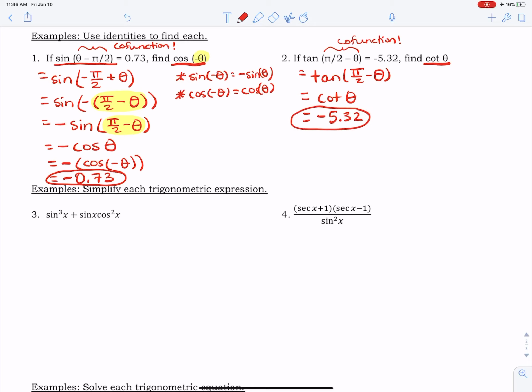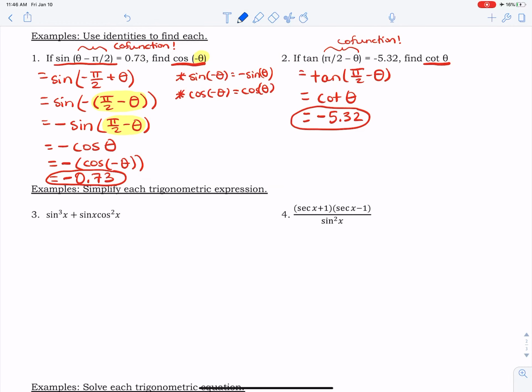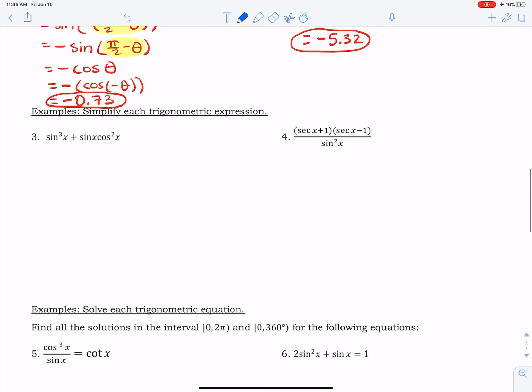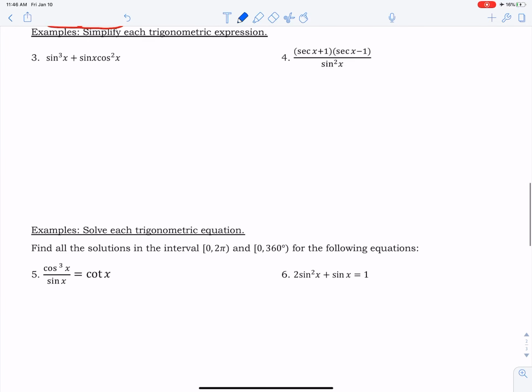Now on to some proofs. Or not even necessarily proofs. We're just simplifying, which is going to lead us into proofs. Let's try to simplify these next 2 expressions using the rules from above, our identities.